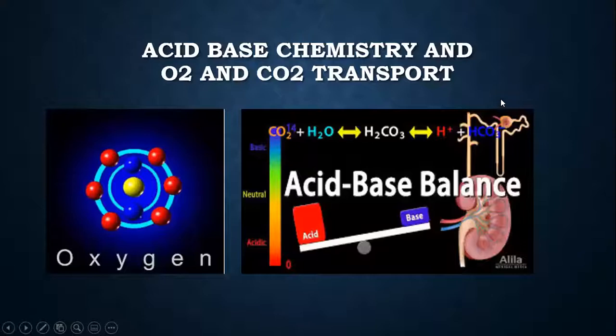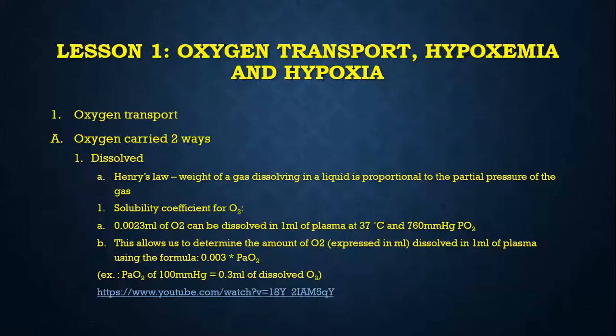All right. Acid-base chemistry and O2 and CO2 transport. I'm going to start off with O2 transport. The first thing we're going to talk about is oxygen transport. Well, we know that oxygen is transported through respiration, right? Either internal or external respiration. All right. But it's carried in two different ways. The first way is dissolved in the plasma.